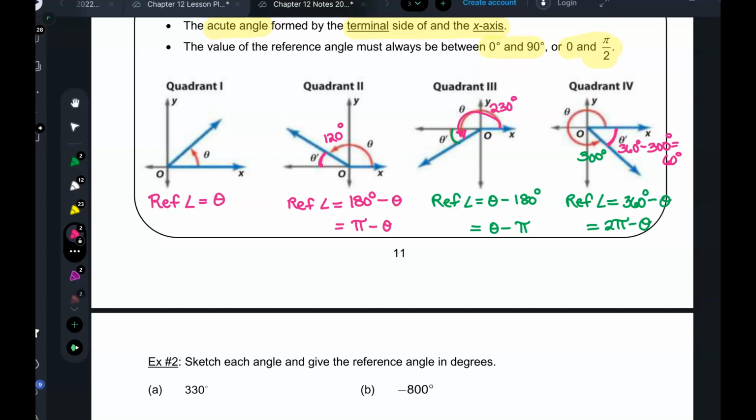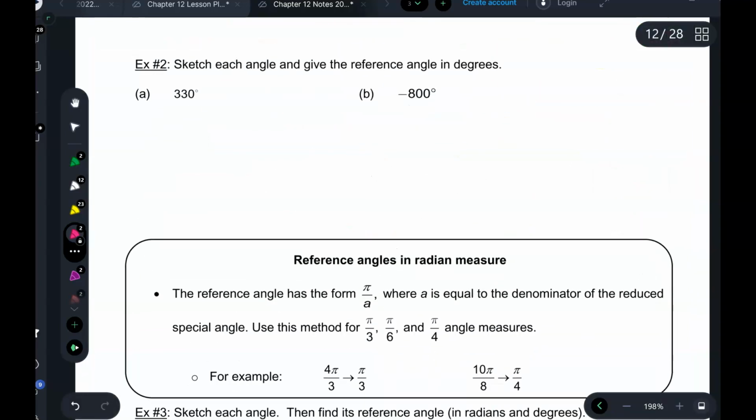So what if I said it was 320 degrees? What would my reference angle be? 40. Because you did 360 minus 320. I know, again, it's a lot to process because there's a lot of information. We're trying to put it all together. Now, this is actually a review. Sketching an angle and finding a reference angle in degrees. It's already in degrees.